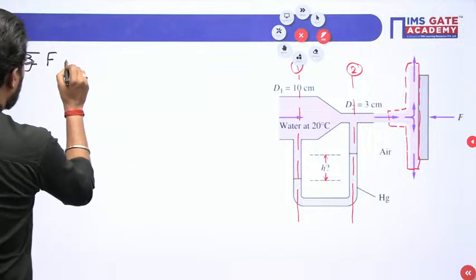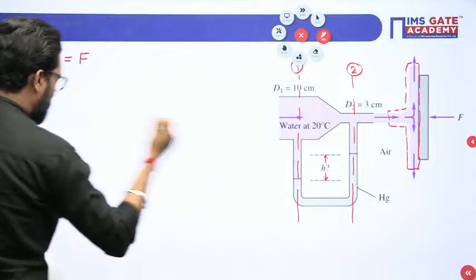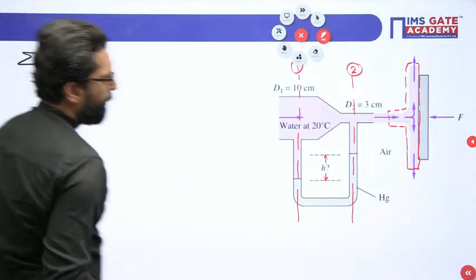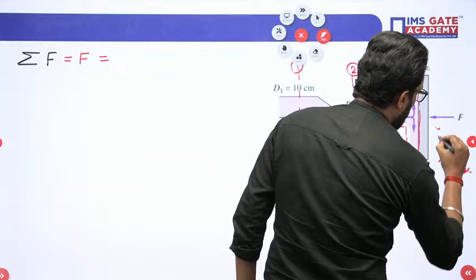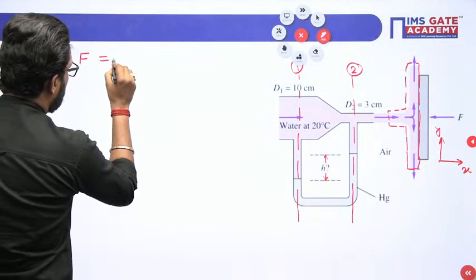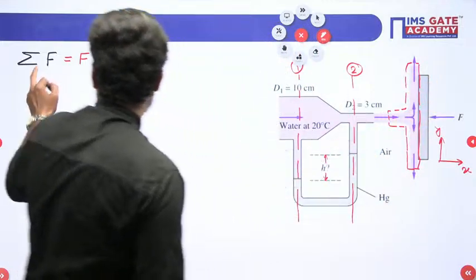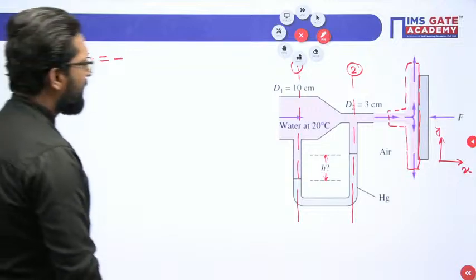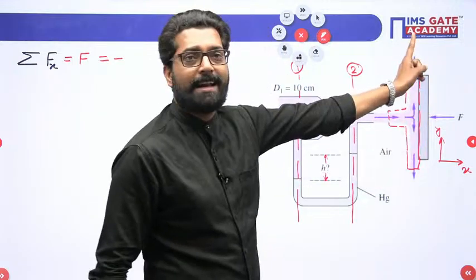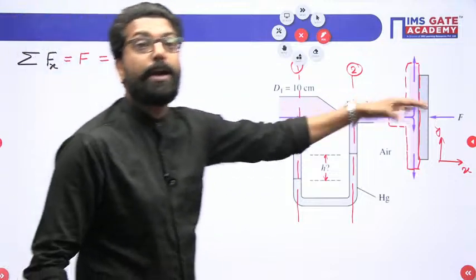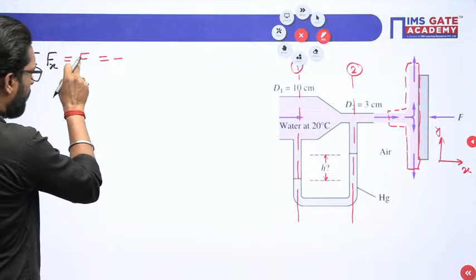So, summation of all the forces is equal to F, the force in the x direction, and that force is negative. If you take this as x and this as y, then F is equal to minus. In the y direction we are not bothered, because we have to find the force in the x direction. In the x direction the inlet is there, but the exit is not there, because there is a plate. The exit is in the y direction. So if you apply the force equation in the x direction, there is no exit condition.